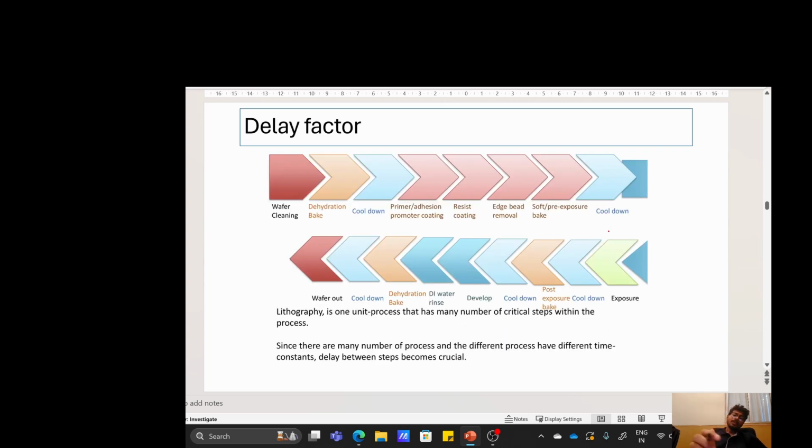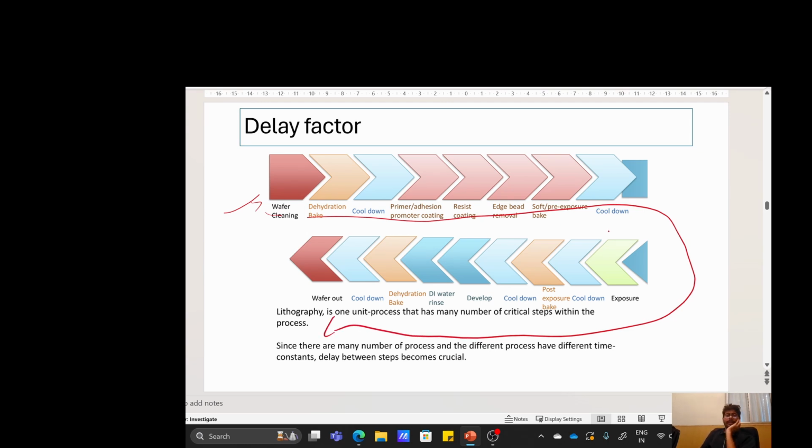Now, as we have seen, there were many steps in the lithography. These steps should be done in one go. From this point to this point you should reach without giving time in between the steps.